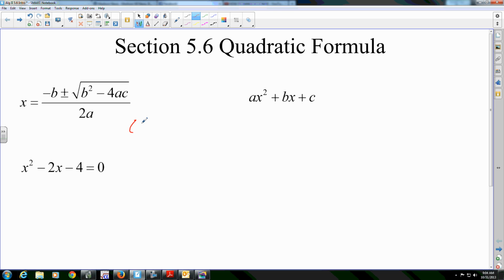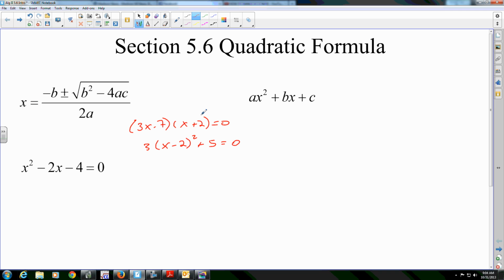If you were factoring, say you had 3x minus 7, x plus 2 equals 0, then you would set the factors equal to 0. Solving, completing the square, if you had 3x minus 2 squared plus 5 equals 0, then you'd subtract the 5, divide by 3, take the square root, add the 2. So you've been practicing those methods.